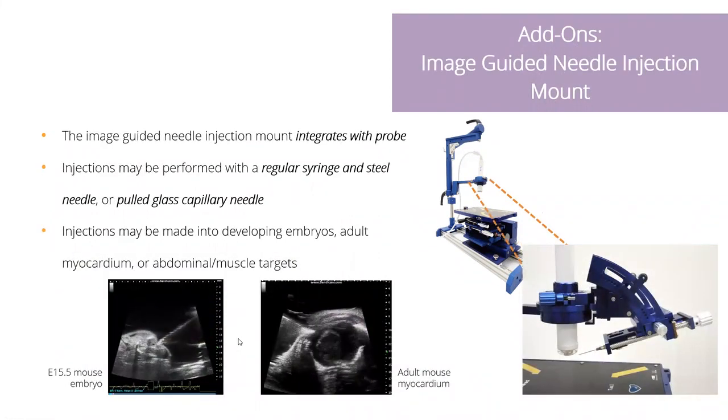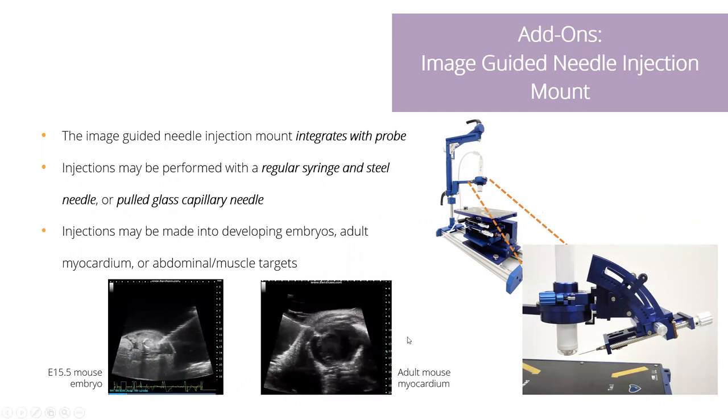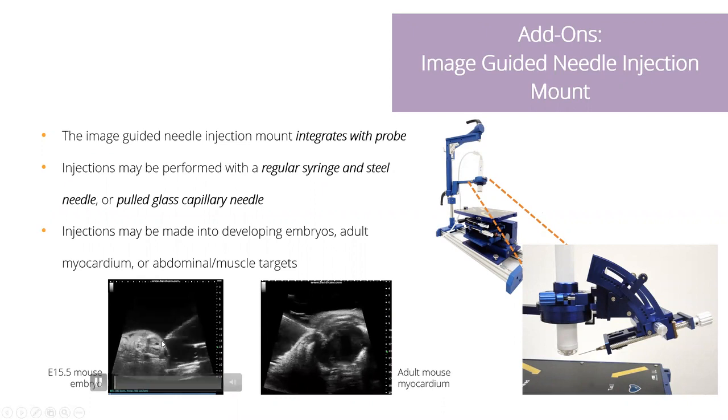Another addition that can be added to the system is image-guided injections. In this case, you may want to do an image-guided injection into the myocardium, for example, to inject stem cells into the border zone of an infarct to help heal that animal, or you may want to do image-guided injections with a pulled glass capillary into a developing embryo, for example. We'll take a look at this a little bit more in future slides.